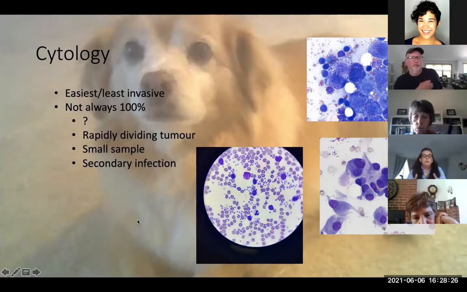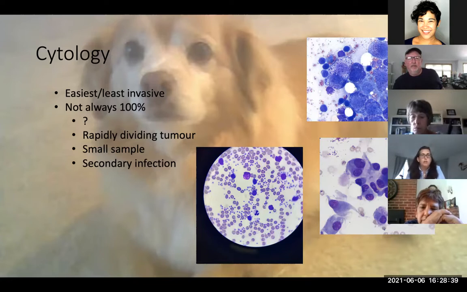In addition to it being a small sample, sometimes if you have an infection going on along with the tumor, you might get infectious bacteria or white blood cells fighting off that infection, and they might be more numerous than your cancer cells. That will make it challenging for the pathologist to make the diagnosis.